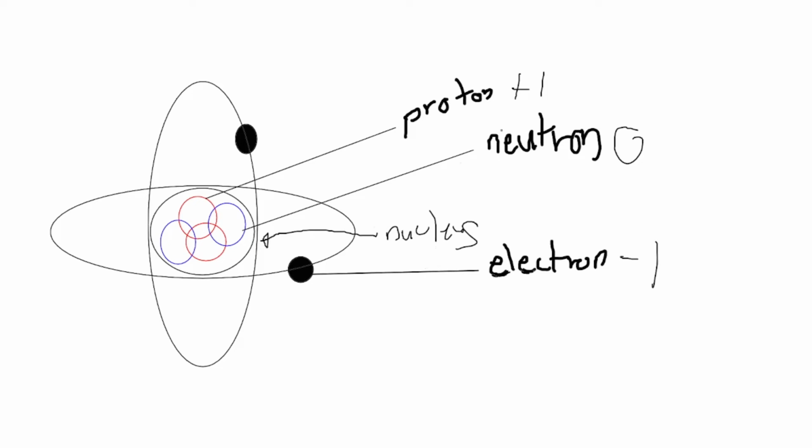The neutron contributes to the mass of the overall atom. So that's the atomic mass of the atom, and you calculate it by adding both the number of protons and neutrons. So the atomic mass of this would be 4.